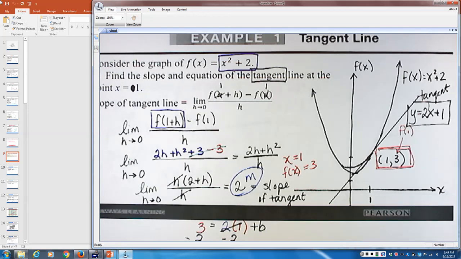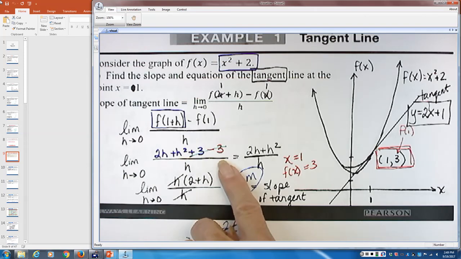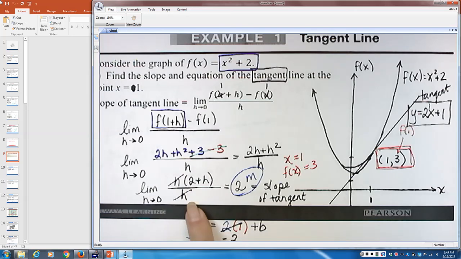What should happen every time is that when you get to this step, everything should drop out except things that have h's in them. You should wind up in the numerator with h's in every single thing that's left. If you don't, you messed up. Go back and find out where you messed up. So that in the last one, you can cancel out the h, and then when that h becomes small, it disappears, and you'll have the answer.